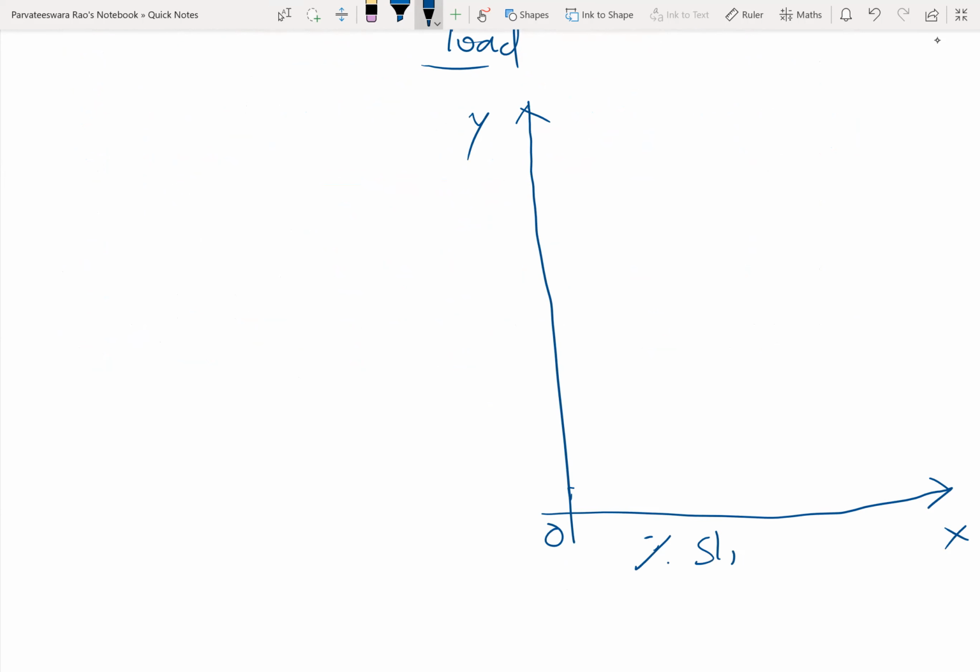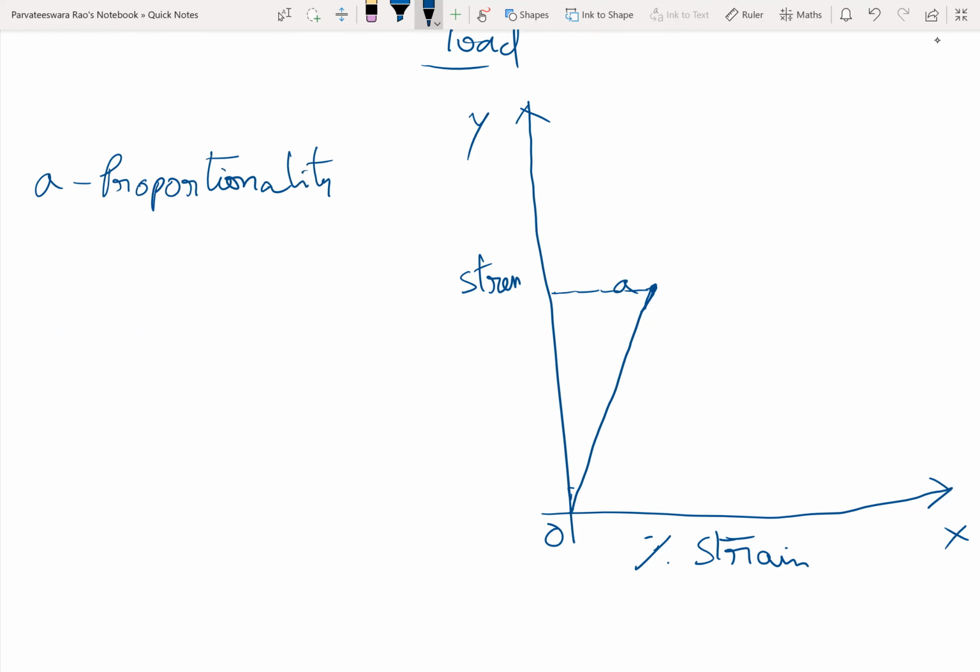We'll take a percentage strain. Percentage strain means change in length by original length into 100. And on y-axis, we'll take stress. Up to a certain maximum value of stress, the wire strictly obeys Hooke's law. So the stress strain graph will be a straight line. Therefore, let us call this limit as A. A is called the proportionality limit.